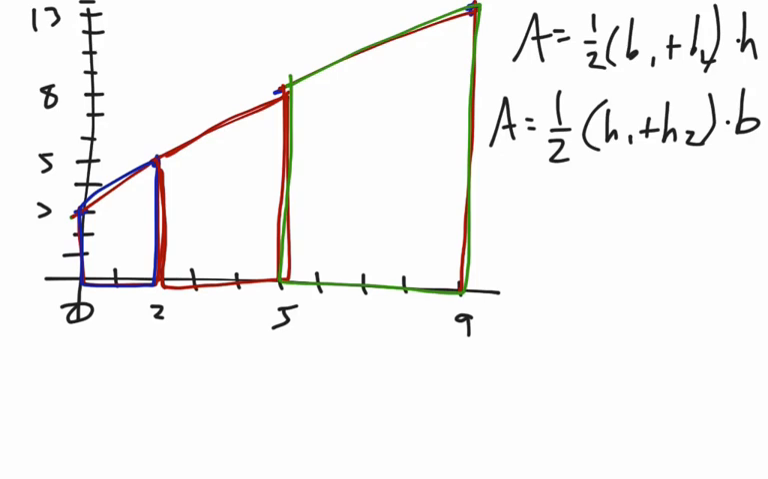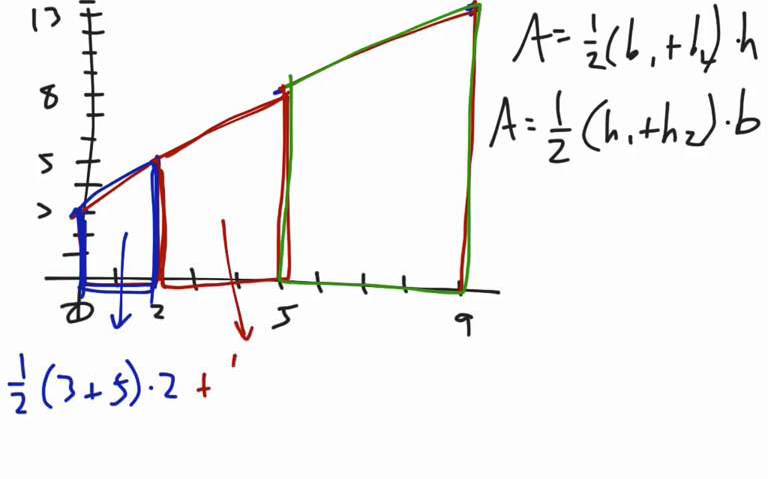So, let's do it. First trapezoid, blue, 1/2. The first height is the left height, which is 3. The right height is the second height, which is 5. And guess what? The base, the length of the base, is 2. Then we have the second trapezoid, easy, 1/2. The first height is 5. The second height goes all the way up to 8. And its width is 3.